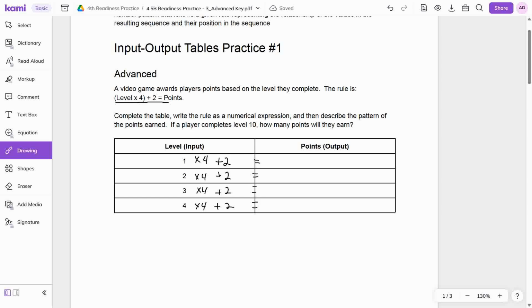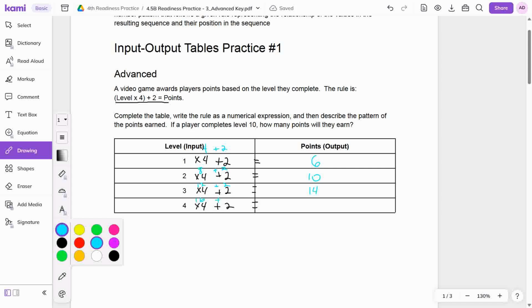So we're going to do 1 times 4. And so I'm going to draw that in a slightly different color. I'll say 1 times 4 is 4. And then 4 plus 2 is going to make your 6. 2 times 4 is 8. So 8 plus 2 is going to make 10. 3 times 4 is 12. Add the 2 is 14. 4 times 4 is 16. Add the 2, get you 18.